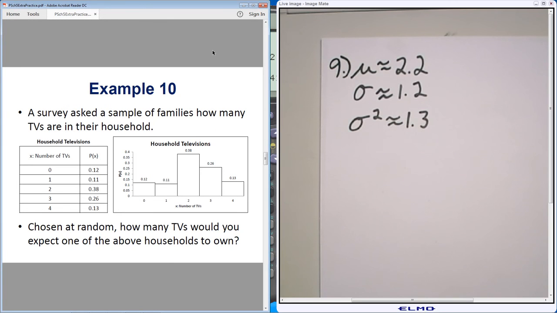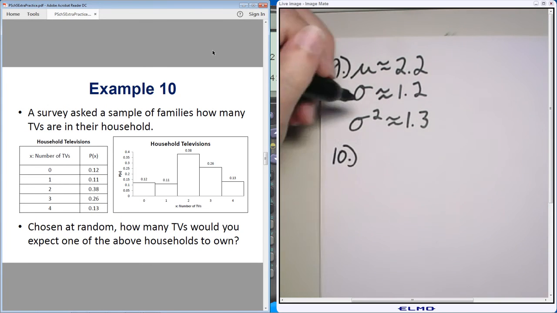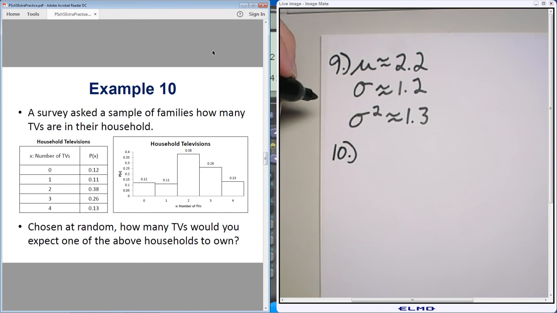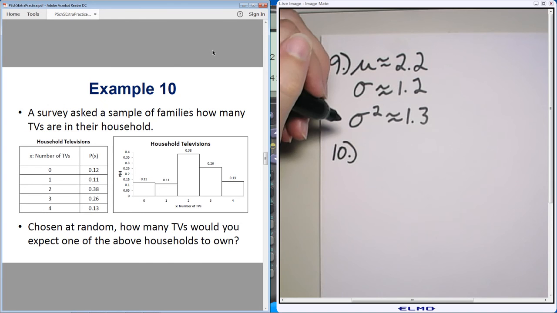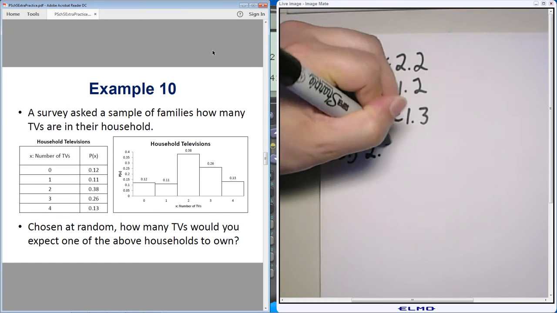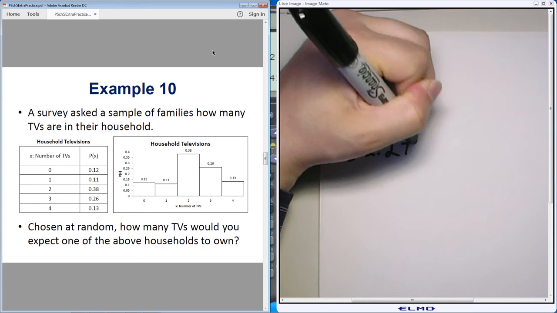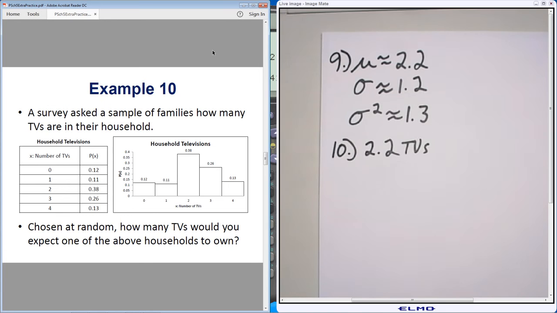Number 10 says, chosen at random, how many TVs would you expect one of the above households to own? All right, expected value is the same as the mean. So, on average, you would expect 2.2. Now, can you own 2.2 TVs? No, not really, but this is on average, so it's okay that it's a decimal.